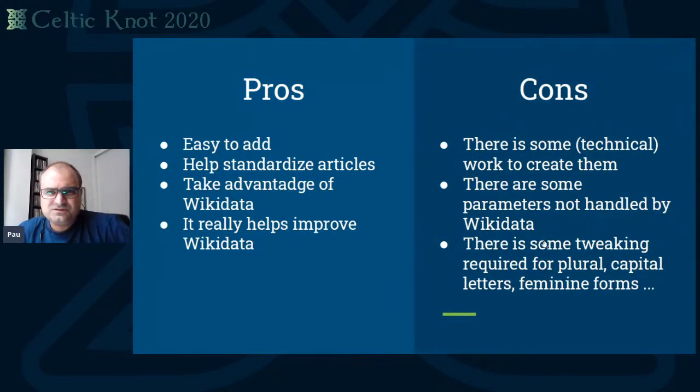And what are the cons? The cons are there is some technical work to create them, but it's not very difficult. I can help you with that, and it's very reasonable. There are some parameters which are not handled by Wikidata. There are some parameters which are not yet converted to Wikidata properties, and there is some tweaking required for languages that have plural, capital letters, feminine forms, and so on. But I think it is worth it.